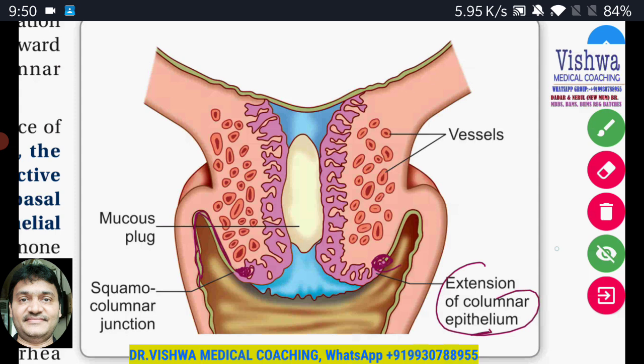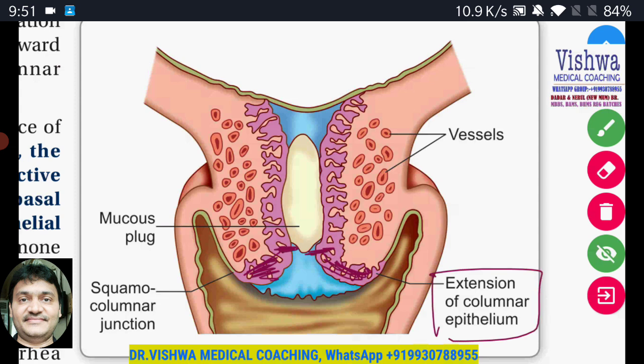Squamo-columnar junction. This columnar epithelium is red in color, whereas squamous epithelium is pink in color. So during pregnancy, what exactly is going to happen? This red color epithelium is going to extend beyond the regular location. It normally stays only up to here. If you can see, it has extended beyond it. This is called extension of the columnar epithelium, which is red in color.